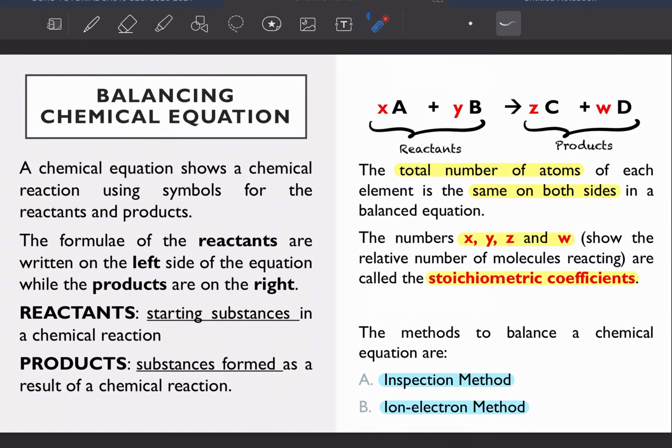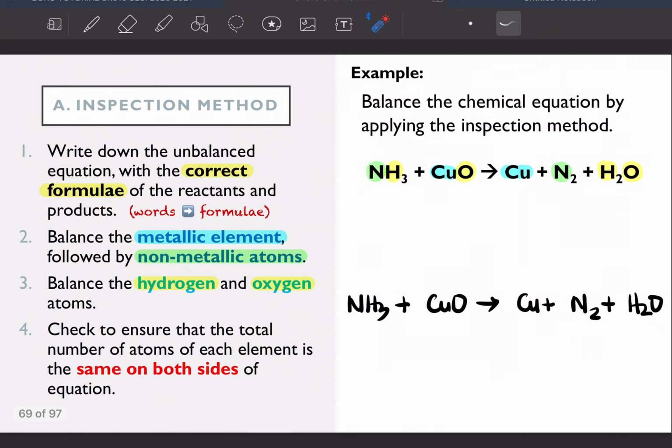There are 2 methods to balance your chemical equation. We will look at the first one, which is the inspection method, and then we will look at the ion electron method. That is a little bit long, but you will get used to it. By inspection method, we can balance normal chemical equations, where it does not say whether your reaction is in acidic or basic solution. So you can just go on with the inspection method. It is the most basic.